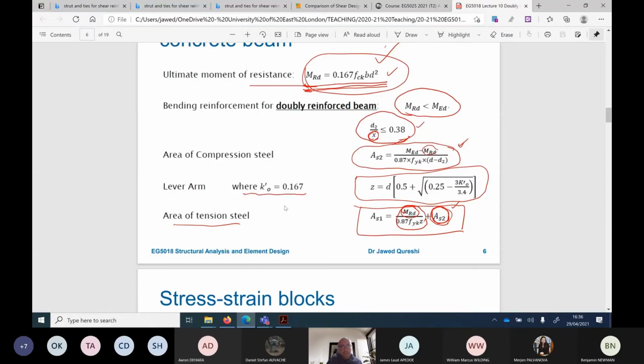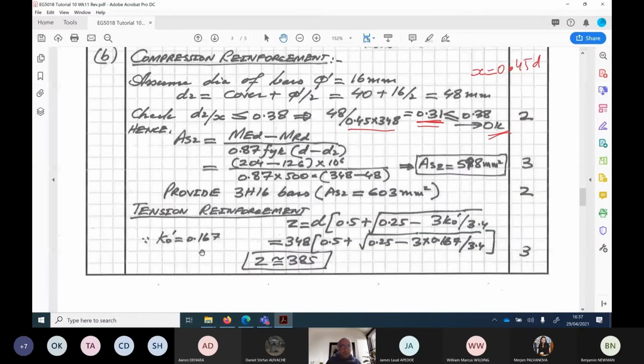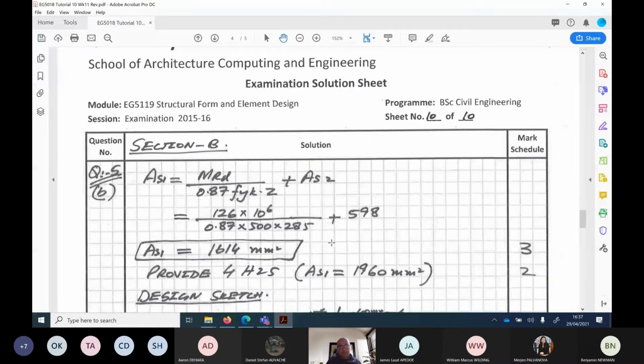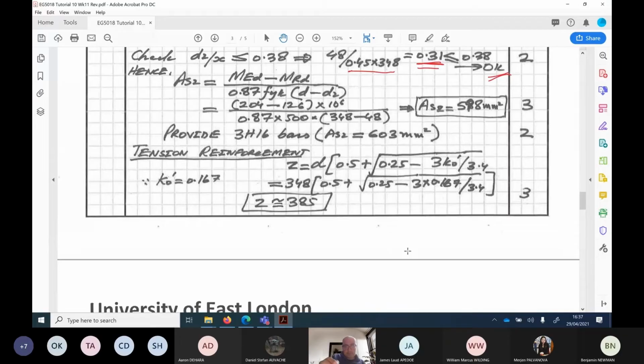And for tension reinforcement, first we have to find out this lever arm. For lever arm, K dash is equal to the constant value 0.167. And then for the area of steel, we have this formula. Now K dash is equal to 0.167. And we put this into this formula, we get the value of Z as 385, that is the lever arm. Sorry, this is not 385. That's what I was thinking. How can it be more than D? So this is not 385. This is 285. It has to be less than the depth.